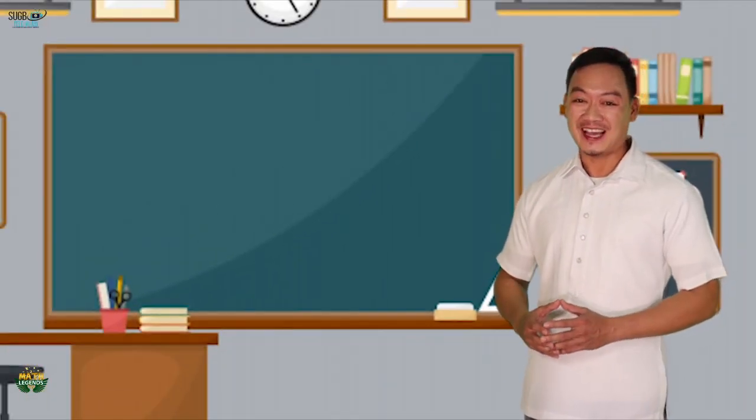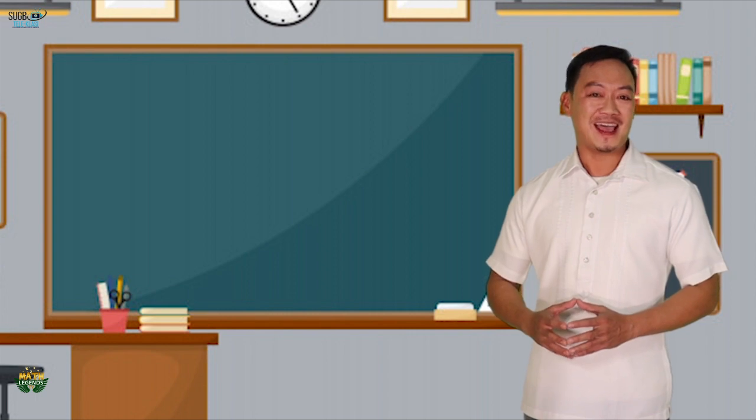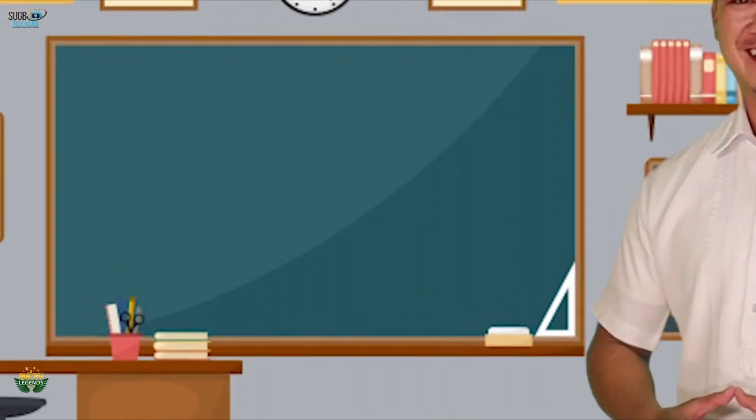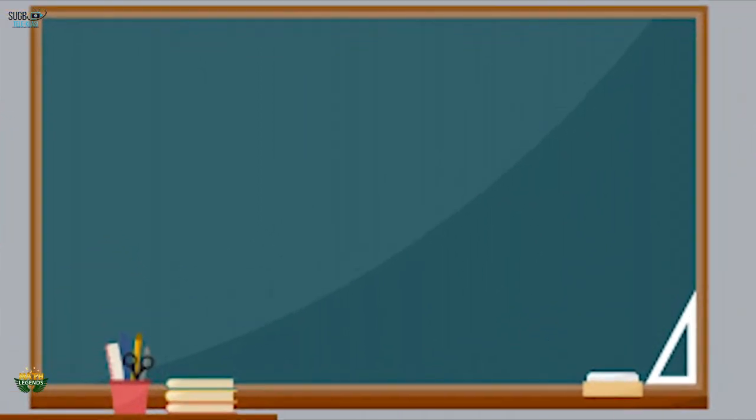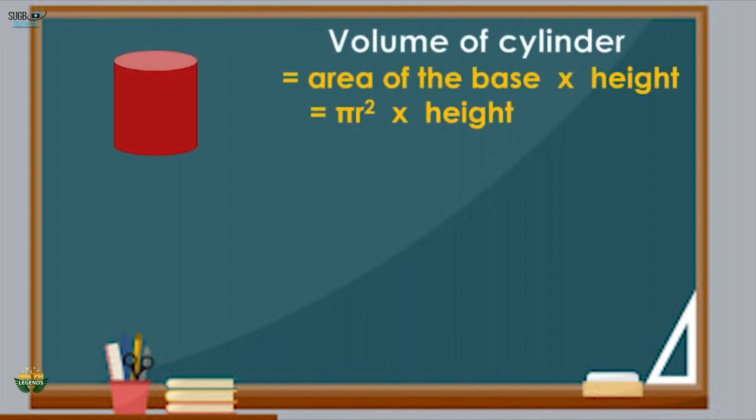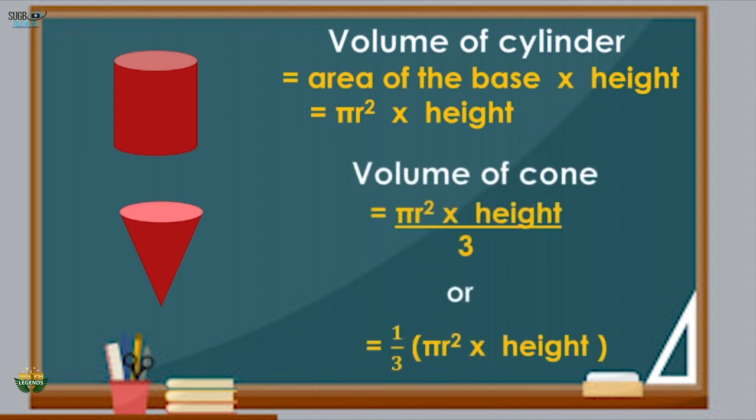Wow, isn't that fascinating? The same rule actually applies here. So, in reference to the formula of a cylinder, that is, the area of the circular base, or pi r squared, times the height, can you tell the formula of a cone? Very good. By dividing 3 to the formula of the cylinder, you get the formula of the cone.